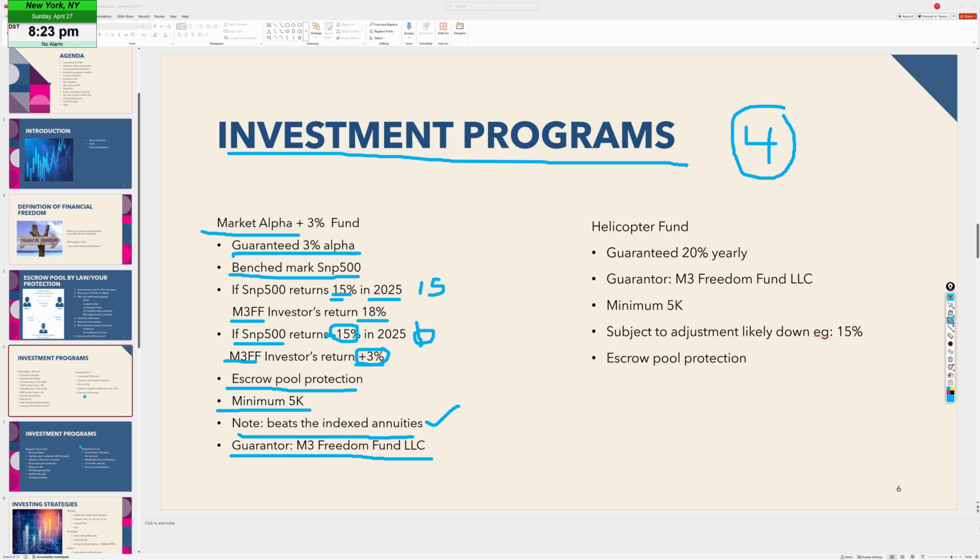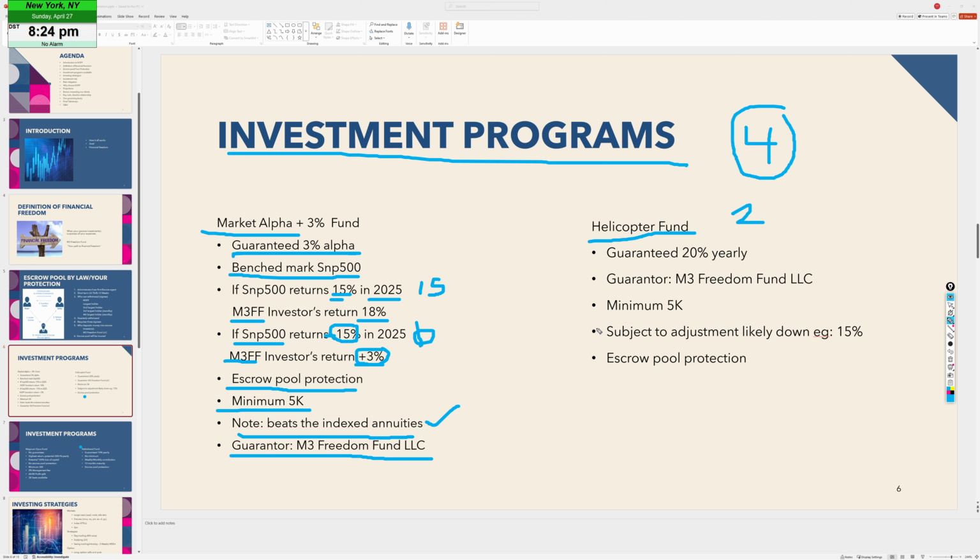Now, this is fund number two. This fund right here, we call the Helicopter Fund. Why are we calling it the Helicopter Fund? Because back in the COVID days, they were giving out free money.